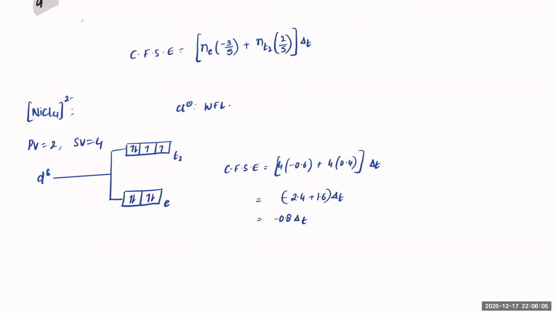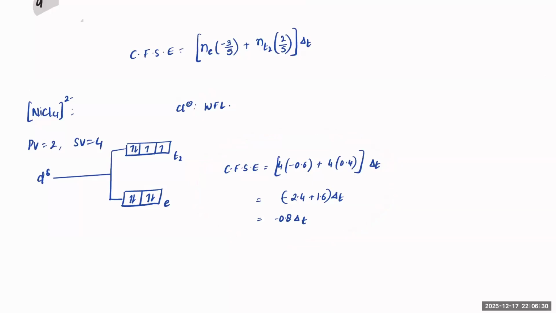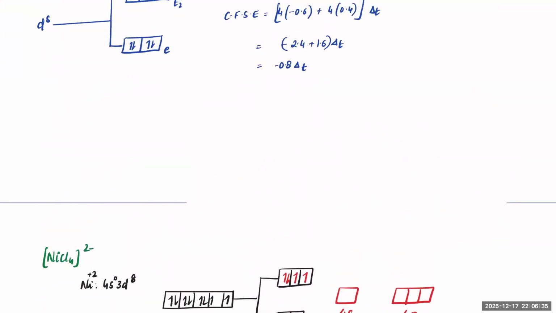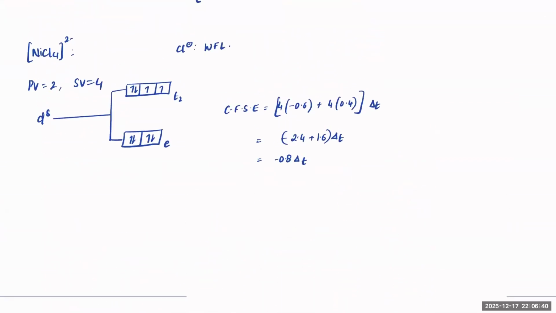Yes. This is one typical example. NiCl4 2 minus is one such example where we have a four ligand system with weak field ligand. So the first electron will start with E: 1, 2, 3, 4, 5, 6, 7, 8. This is the configuration. So the CFSE value will come out to be minus 0.8 delta T. Okay. Is it all good?